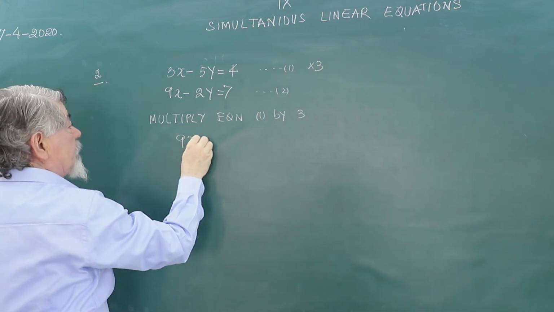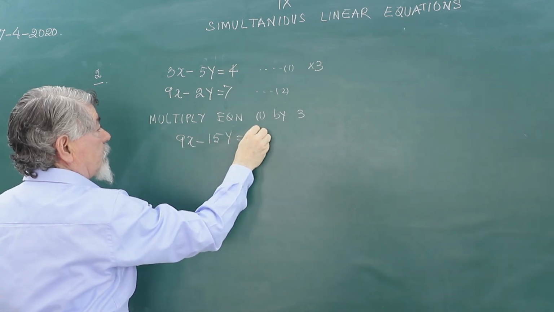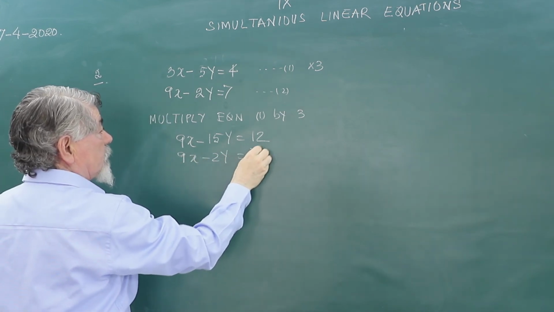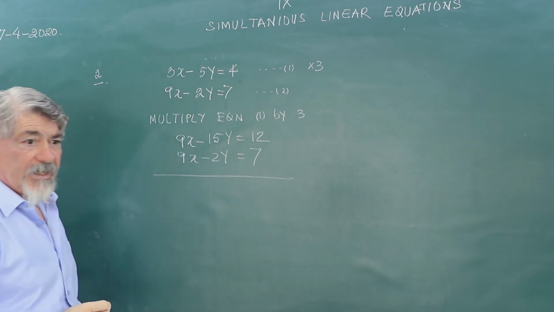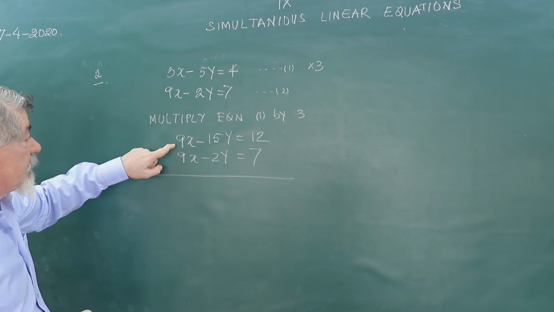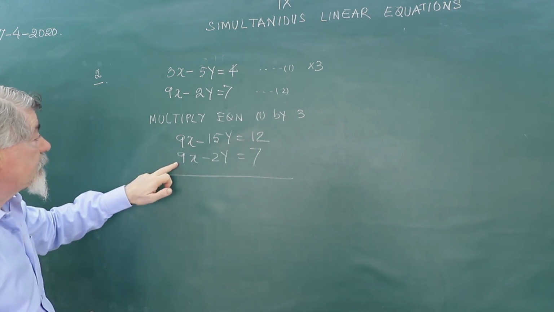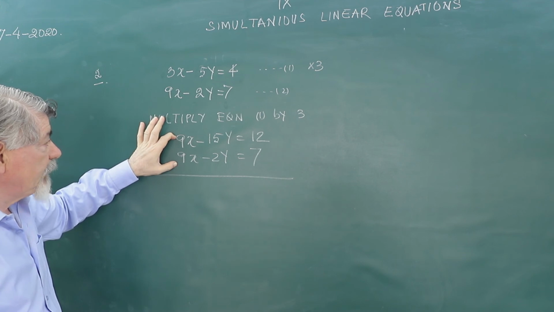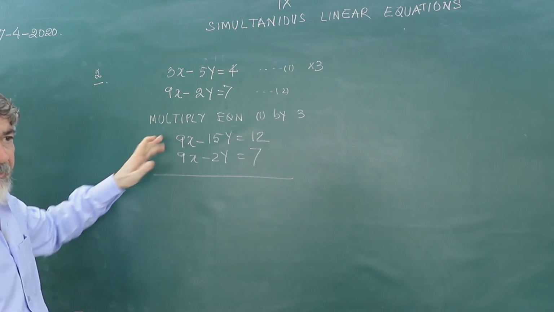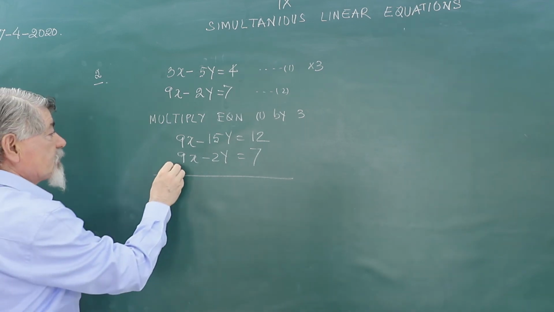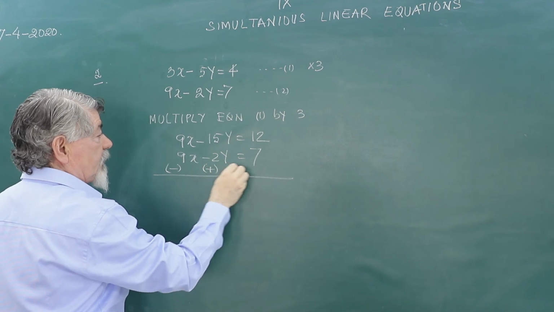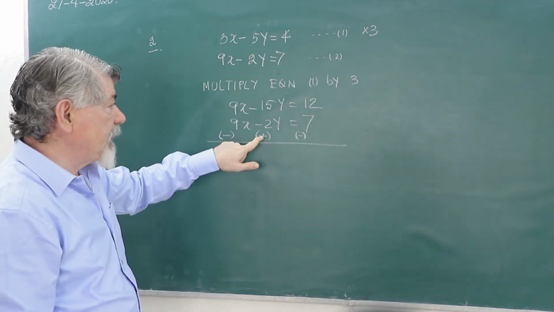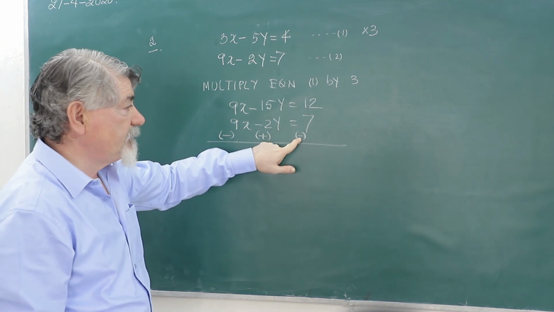3 3s are 9x, 3 5s are 15y, 3 4s are 12, and this is 9x minus 2y is equal to 7. Now let us subtract, because it is 9x minus 15y is equal to 12 and 9x minus 2y is equal to 7. Both the terms of x have got the same sign. When they have the same sign and we have to eliminate, we must subtract. Subtraction means change the signs. It was plus 9x, it became minus 9x. It was minus 2y, it became plus 2y. It was plus 7, it became minus 7.